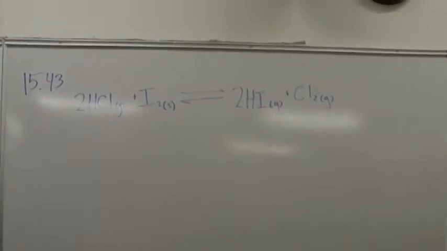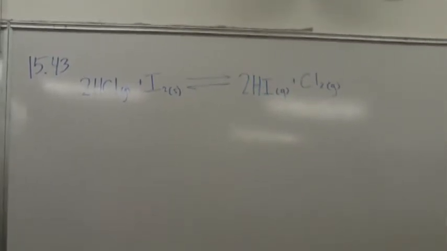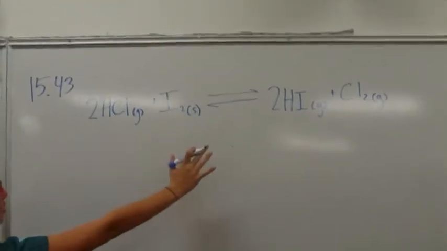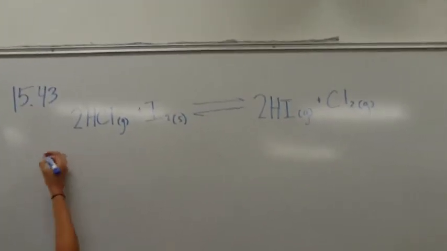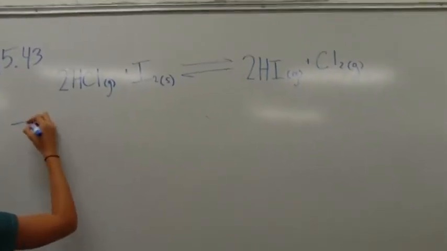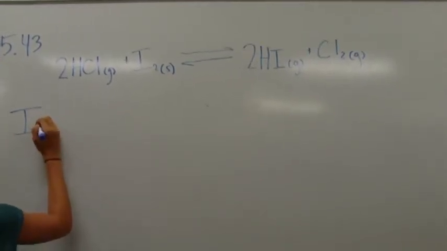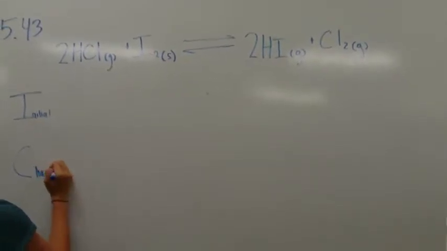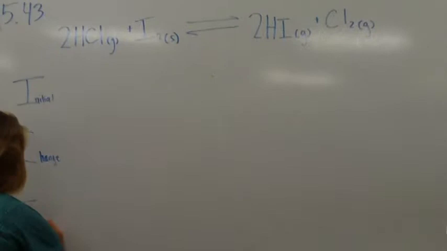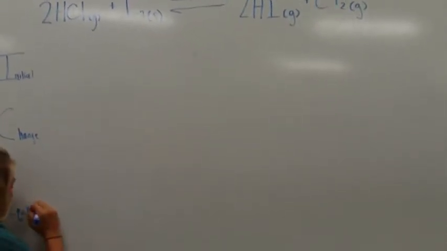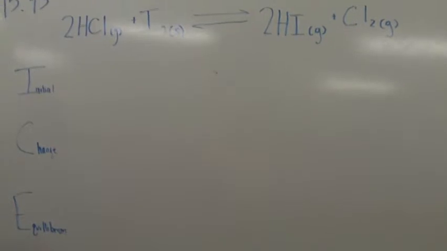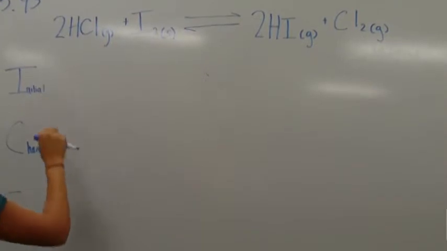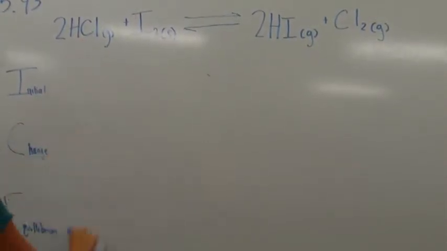All right, so for this problem, we're going to use a technique to solve it called an ice table. The way I like to set up my ice tables are right underneath the equation. So it's called an ice table because it spells ICE. You start out with I, which stands for initial, and then C, which stands for change, and then E, which stands for equilibrium. I think I spelled that right.